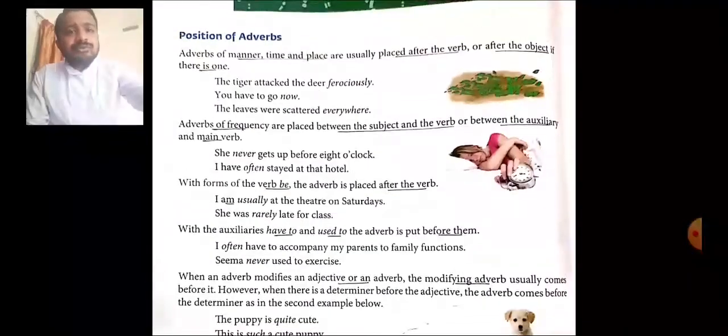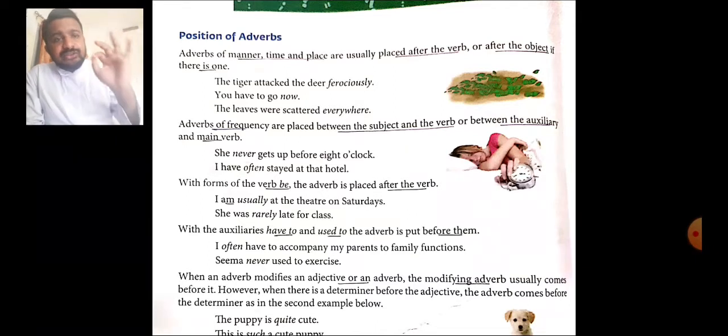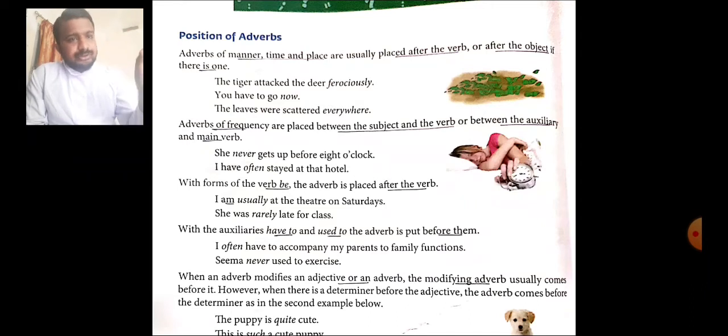Position of adverbs. First one: adverbs of manner, time, and place are usually placed after the verb or after the object if there is one. For example, the tiger attacked the deer ferociously. You have to go now. The leaves were scattered everywhere. Time, place, manner: after the verb or after the object if there is one.